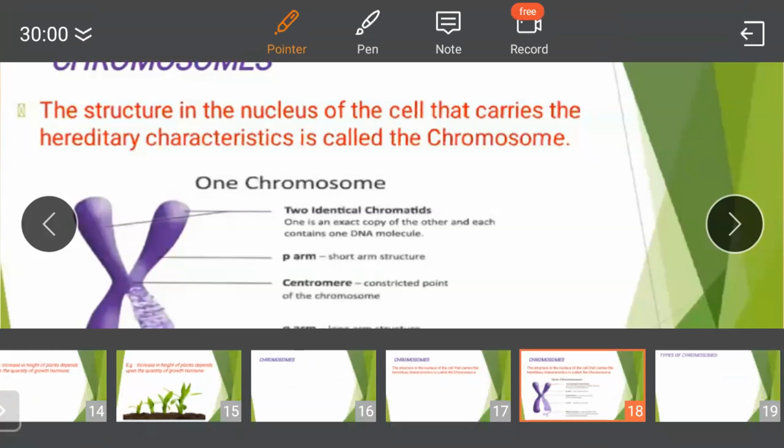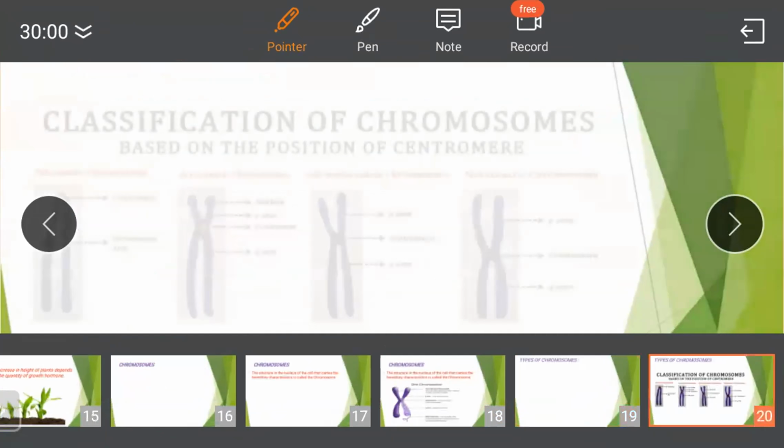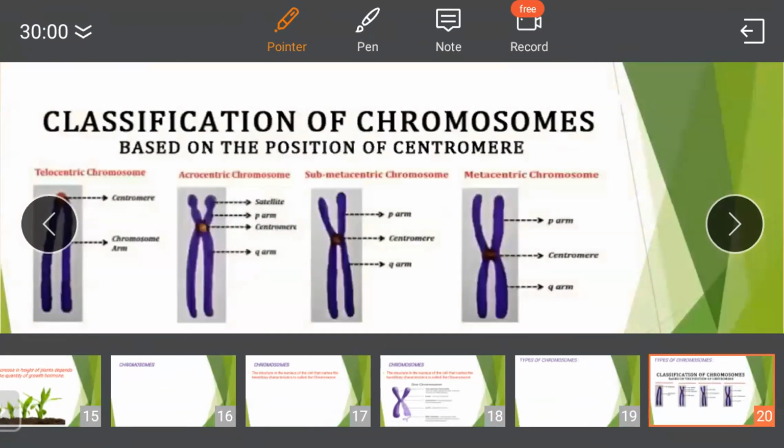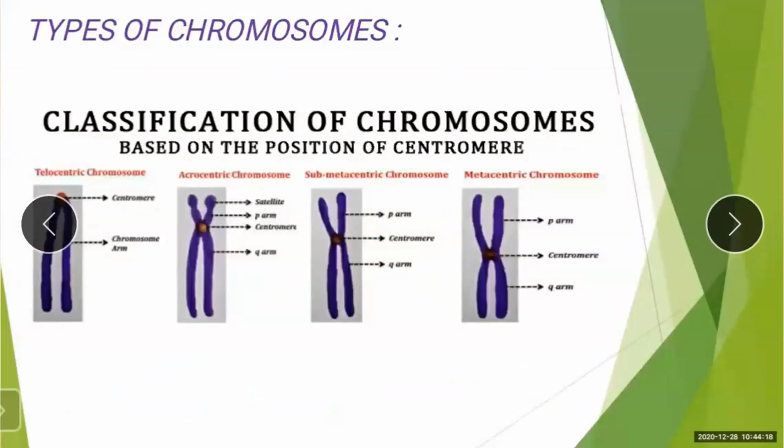Now further, we have seen the different types of chromosomes, which are based on the position of the centromere. On the position of the centromere, chromosomes are divided into four types: metacentric chromosome, submetacentric chromosome, acrocentric chromosome, telocentric chromosome. Metacentric means what? Centromere is present at the midpoint. Submetacentric means the centromere is present just near the midpoint. Acrocentric chromosome means it is just near the end of the chromosome.